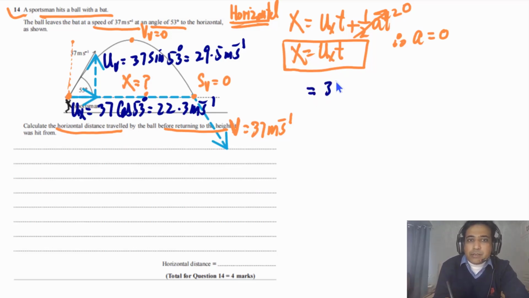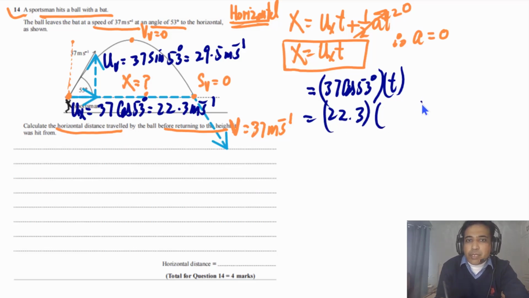So we have the horizontal component of velocity, so we can write down here x is the horizontal component of velocity, 37 cosine of 53 degrees, times time. We have calculated this value, that is equal to 22.3. Now simply we need to calculate the value of t. To calculate the value of t, we have different options, but I will be using the simplest way to calculate the value of time.